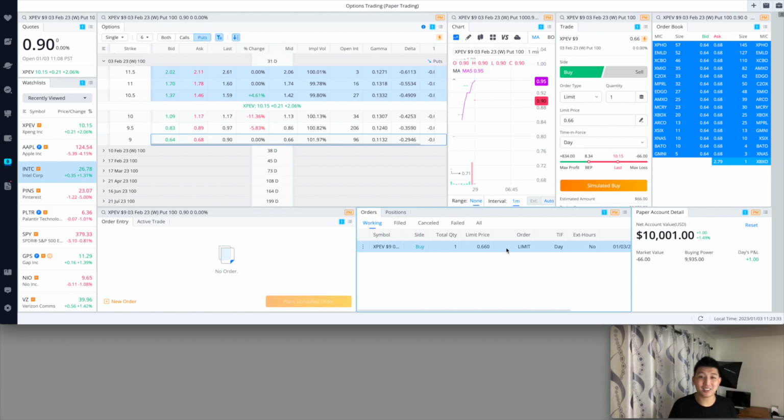So here you go. That's it for how to do a cash secured put, or selling a put option.